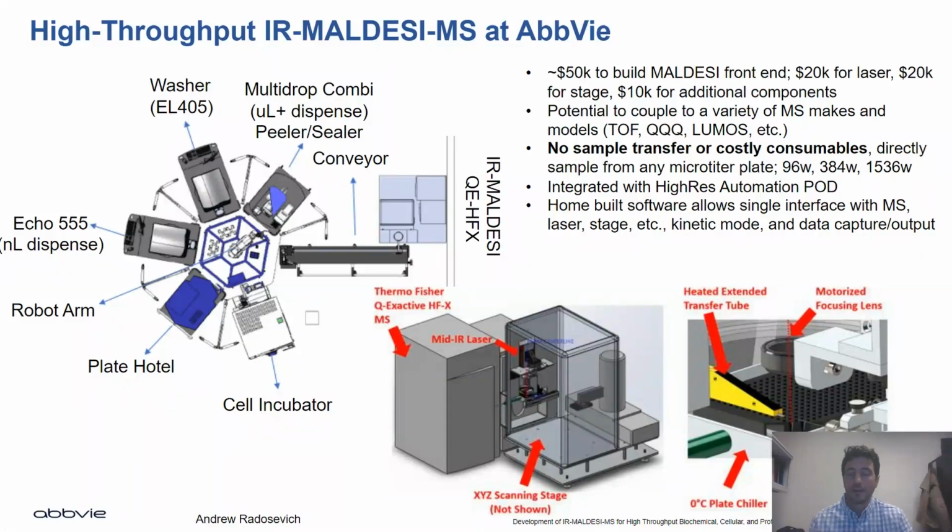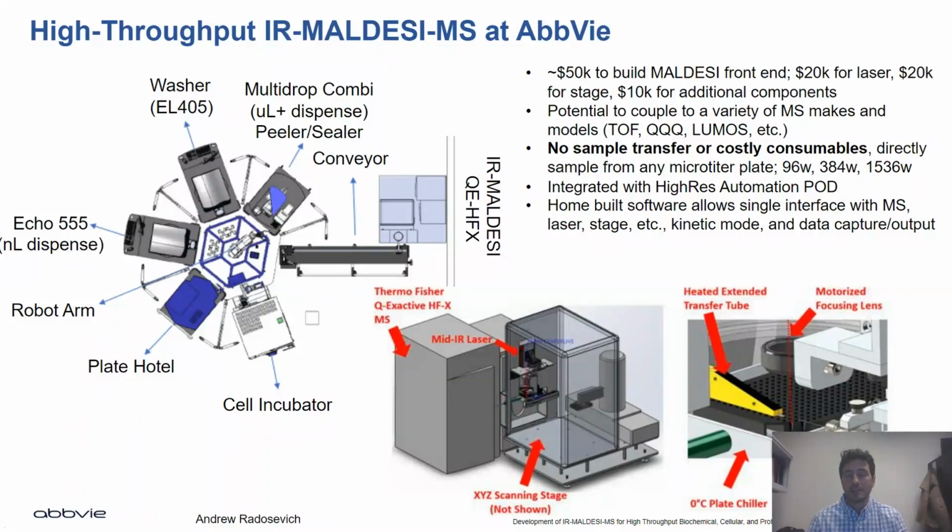We also have incorporated a plate chiller under the plate, and we have an HPLC pump for the electrospray emitter. So in addition to the twister, we actually have incorporated the IR-MALDESI onto our high-res pod. So we have a track that can shoot a plate over from the high-res pod shown in the upper left, where we have 5 other slots that we can use for various equipment for running assays. So we can do fully automated cell-based and biochemical assays and shoot them across to the MALDESI system for analysis.